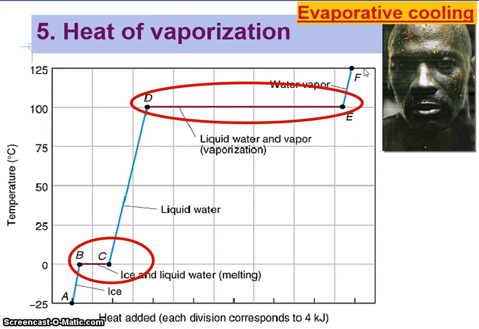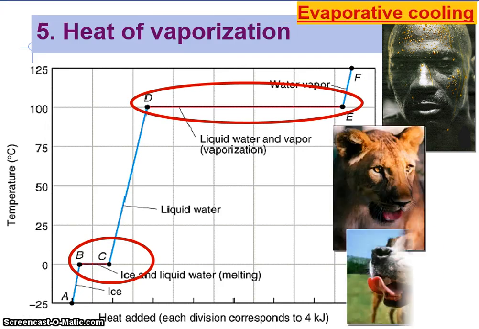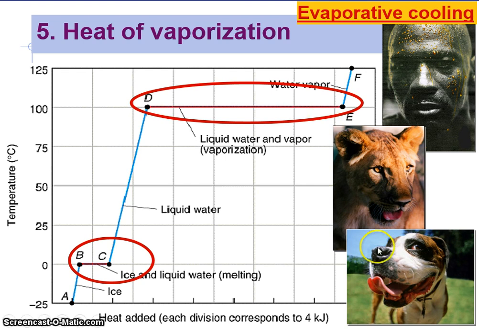It's something called evaporative cooling, and we use it as well as other animals. So like cats and dogs don't sweat, so they rely on evaporation from their tongues. That's why they pant when it gets very hot.